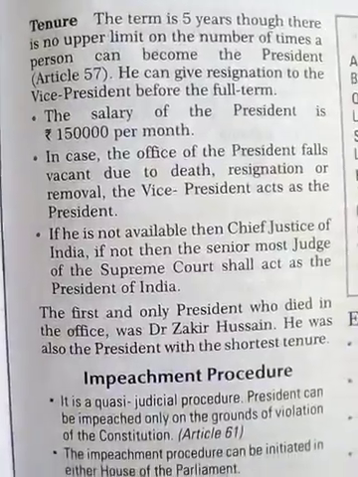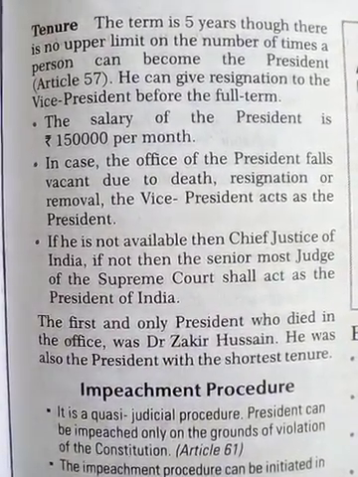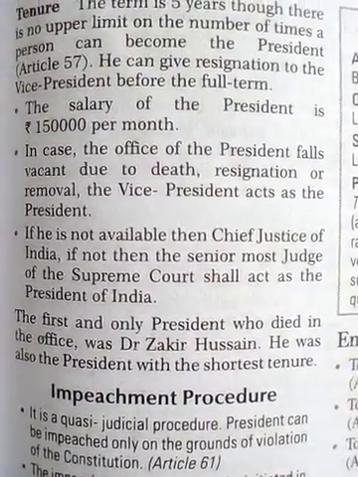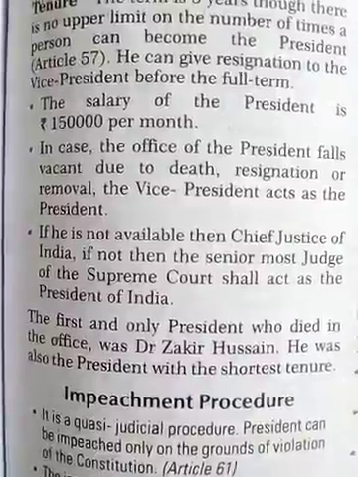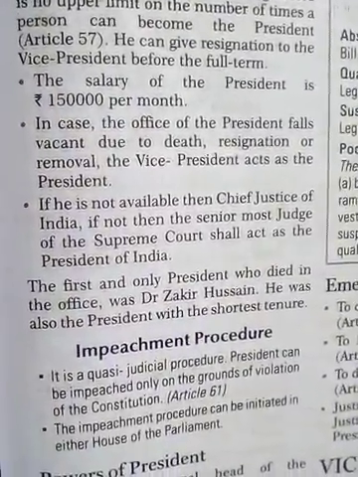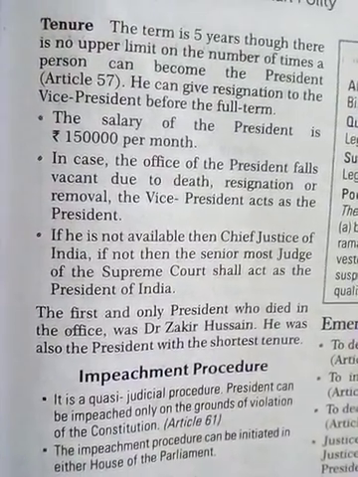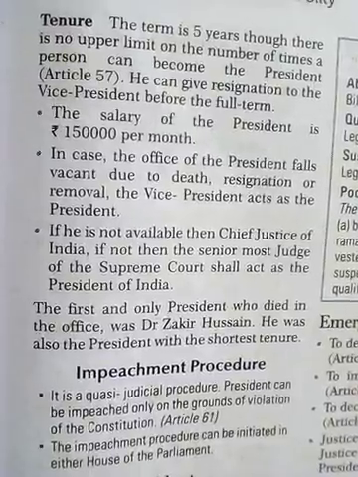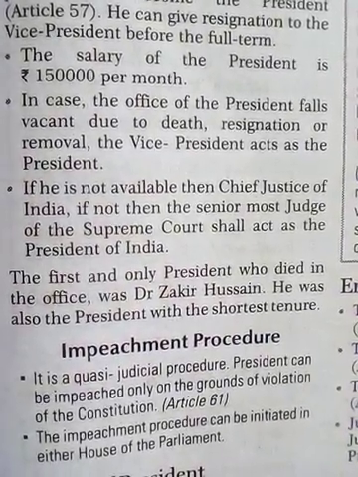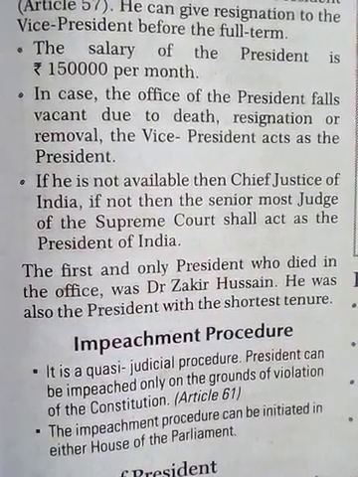Tenure. The term is 5 years, though there is no upper limit on the number of times a person can become the president. Article 57 says he can give resignation to the vice president before the full term. The salary of the president is 1,50,000 per month. In case the office of the president falls vacant due to death, resignation or removal, the vice president acts as the president.